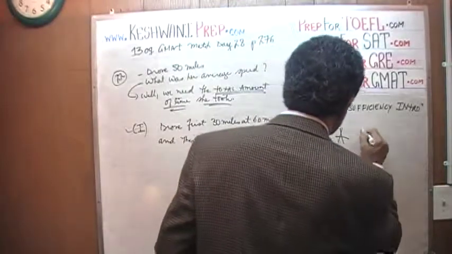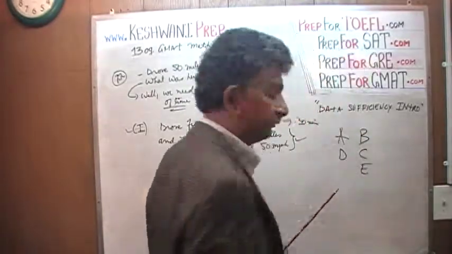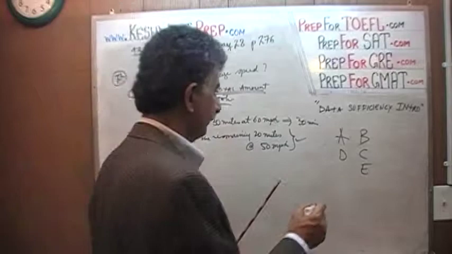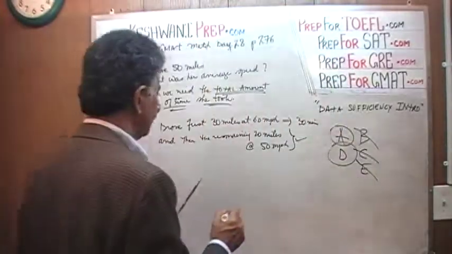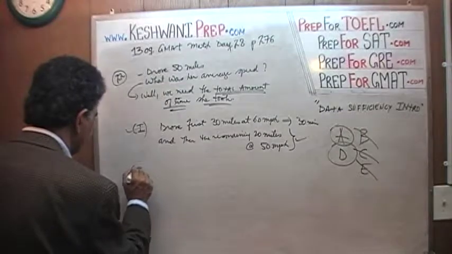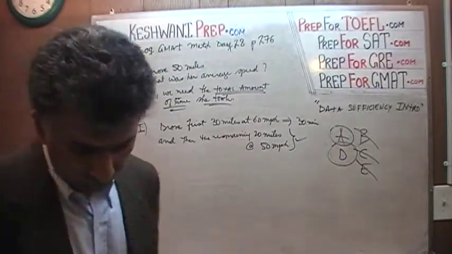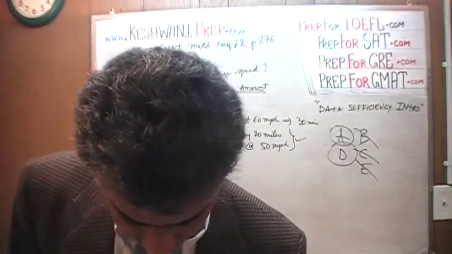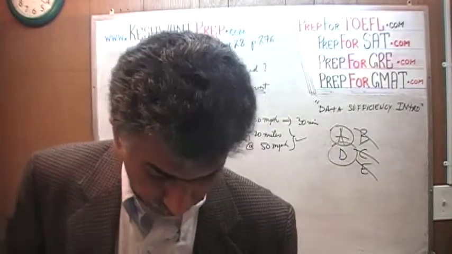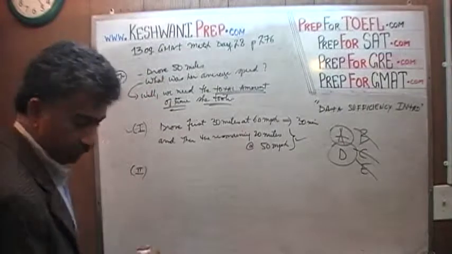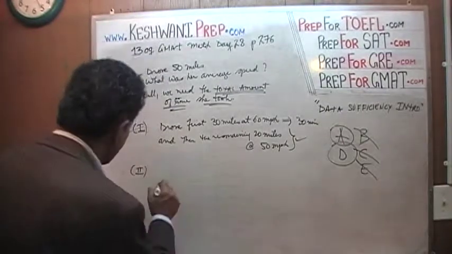A, D, B, C, E. Since the first statement works, the answer cannot be B, C, or E. It's got to be either A or D. Let's look at the second part. In the second statement, they tell us, she drove for a total of 54 minutes.